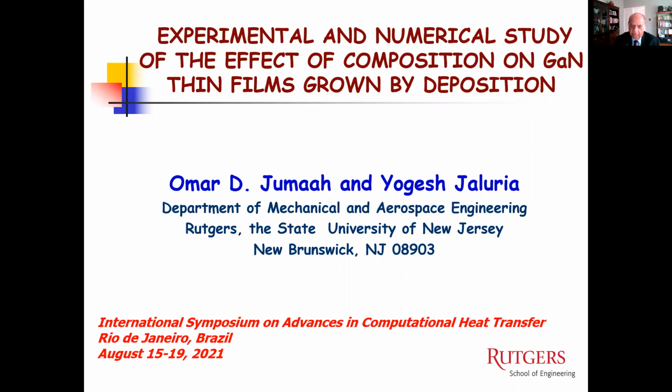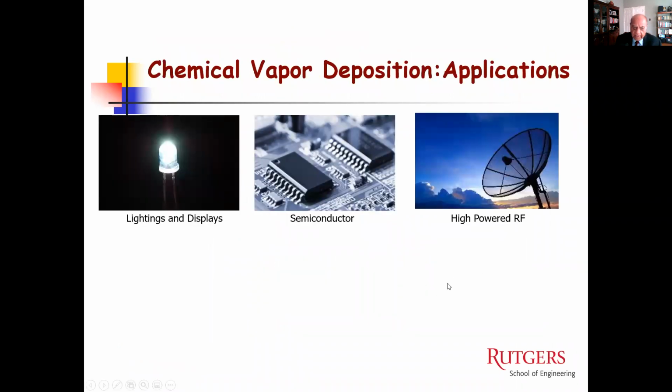And it's certainly a pleasure for me to present a paper on some studies that we have done on chemical vapor deposition. The title of the talk is Experimental and Numerical Study of the Effect of Composition on Gallium Nitride Thin Films Grown by Deposition. My co-author is Omar Juma, who was my graduate student and he did most of the work. Gallium nitride and chemical vapor deposition are both important aspects, and that's what we'll be talking about.